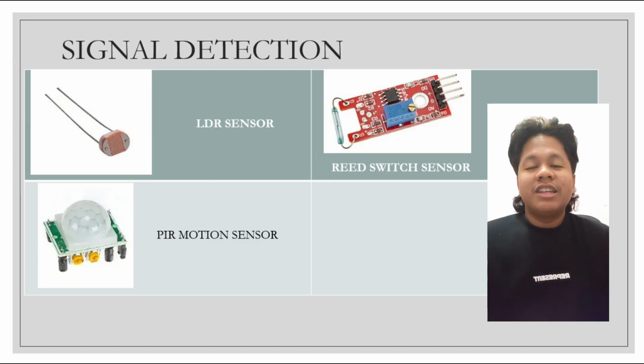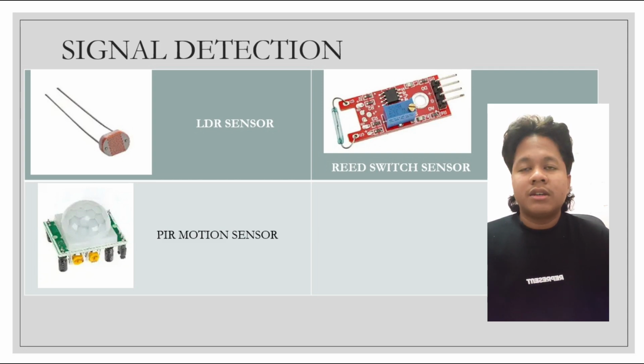Next, the signal detection. The effectiveness of the security alarm system depends on the sensors used. Different sensors can detect different types of intrusions. For example, an LDR sensor, also known as a light dependent resistor, detects change in light intensity. It can be used when an intruder blocks a light source. Next, a reed switch sensor is commonly installed on doors and windows. When the door or window is open, the magnetic field changes and triggers the sensor.